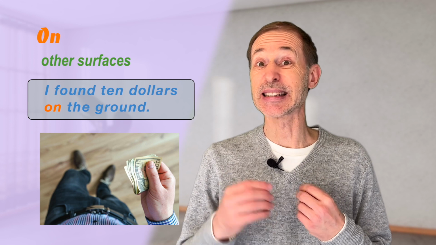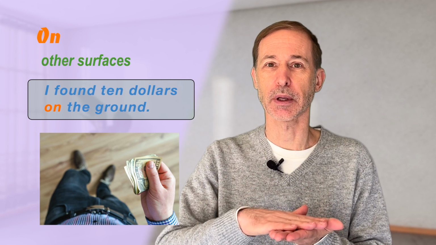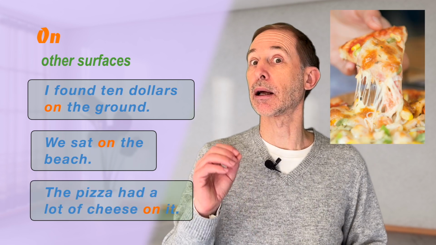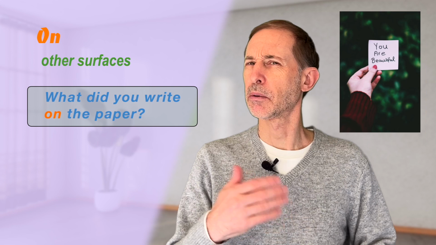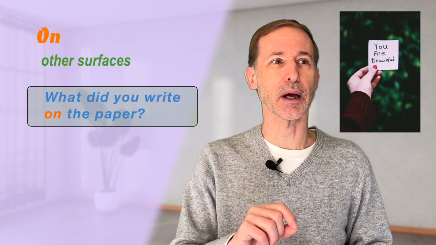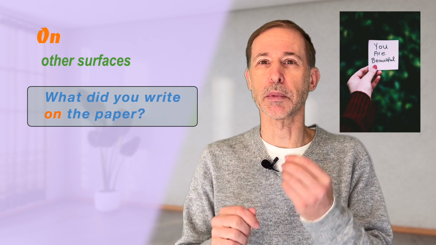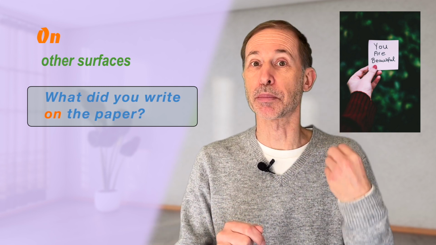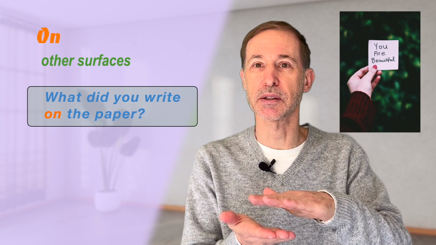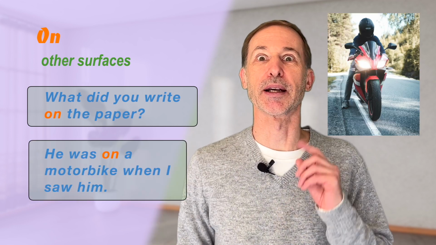I found $10 on the ground. We sat on the beach. The pizza had a lot of cheese on it. What did you write on the paper? So note this time we're talking about a sheet of paper. If you mean paper, like a report, a document that has many pages, you would say in the paper. He was on a motorbike when I saw him.